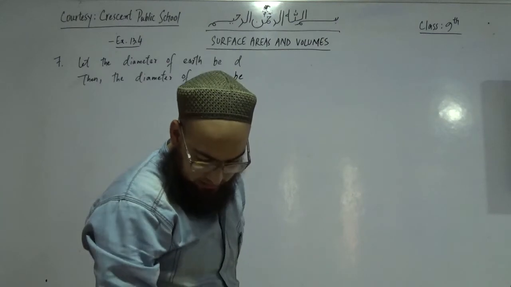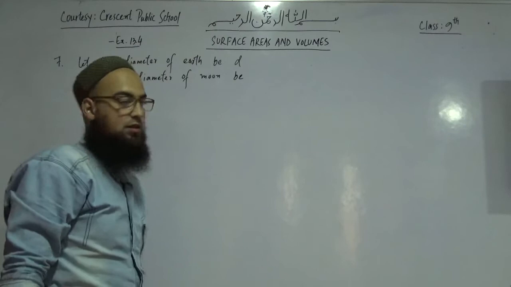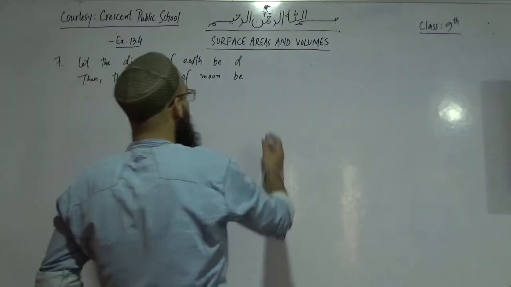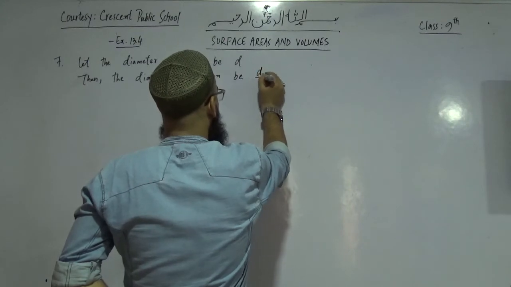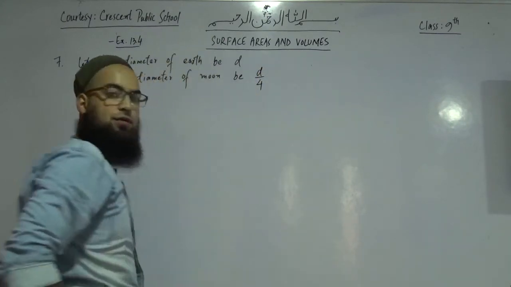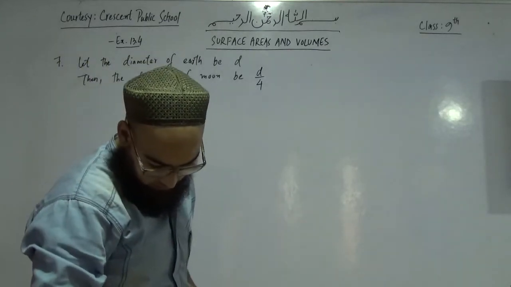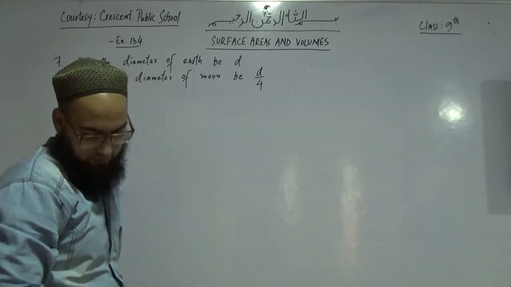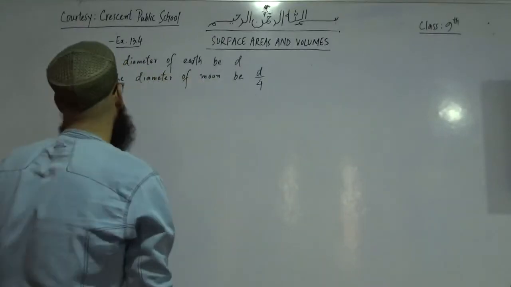Because it says the diameter of the moon is approximately 1/4 the diameter of the earth, then the diameter of moon be d by 4. 1/4 the diameter of the earth. So it's d by 4. Find the ratio of their surface areas. Now let us see how we do this.